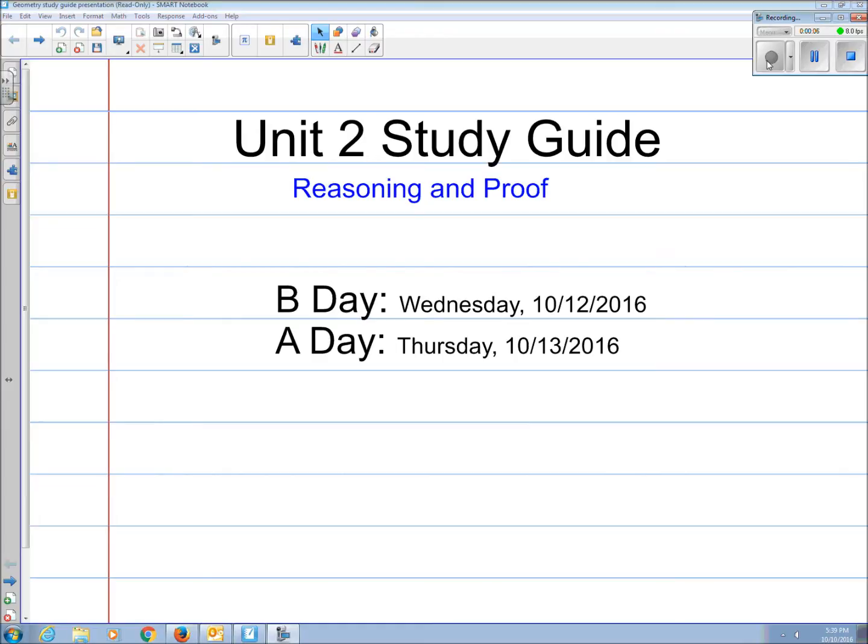Our test is coming up very soon. If you have my class on B-Day, your test will be Wednesday, October the 12th. If you have my class on A-Day, your test will be Thursday, October the 13th.